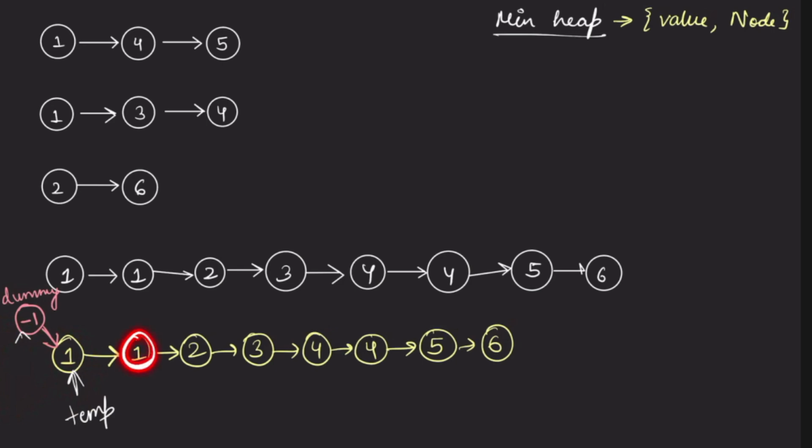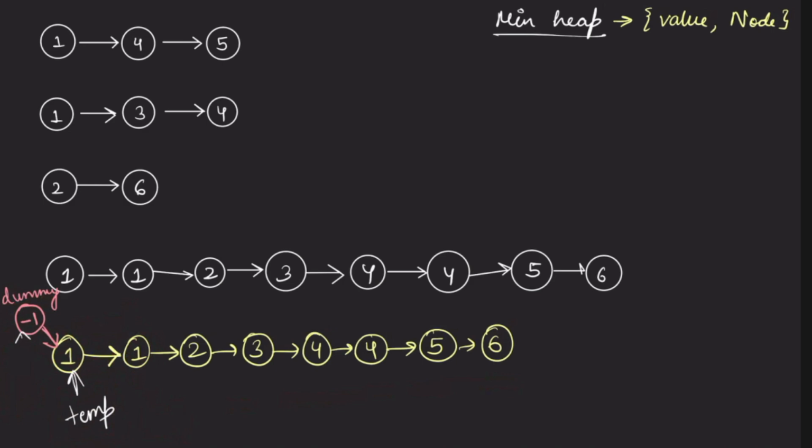Now when you will create this node, then again in temp's next you will keep this node, so this will happen, right? And then you will shift this temp, so then temp will point here, and then you can do this process for all the nodes. Now at the end you can just return dummy's next, because dummy's next is storing the head of your linked list.